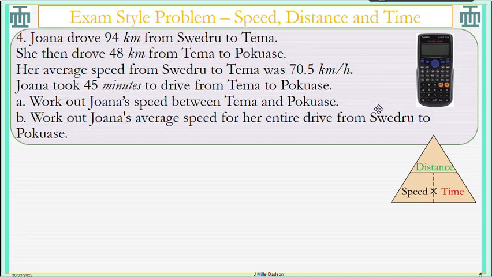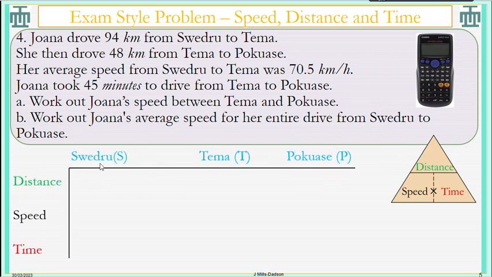Normally, when you get this kind of problem, it's very important that you pull out the information in table form. So this is how I do the table. I'm going to talk about what happened between Swidro and Tema to Pokuase in terms of distance, speed and time. So I look at each statement.